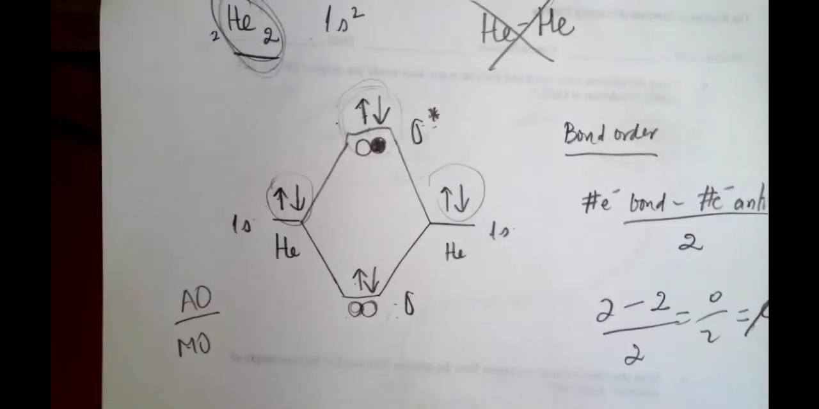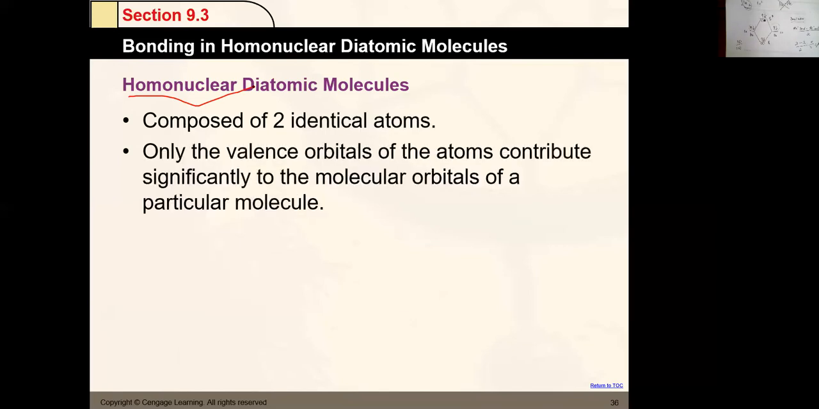So let's continue. Homonuclear diatomic molecules. Here is basically the same idea. That's what we've been doing with hydrogen and helium. Homonuclear means that you're using the same elements to form the diatomic molecules, two identical atoms. Only the valence orbitals of the atoms contribute significantly to the molecule. So you're only supposed to use the valence electrons.